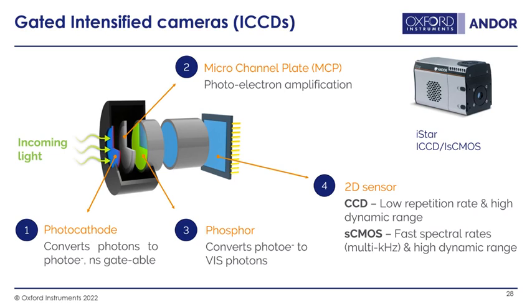CCD sensors are low repetition rate but have high dynamic range. sCMOS sensors provide fast spectral rates into the multi-kilohertz and also have high dynamic range. So because ICCDs can be used to control when our sensors are exposed to light with very high time resolution, they can be used for time-resolved spectroscopy.